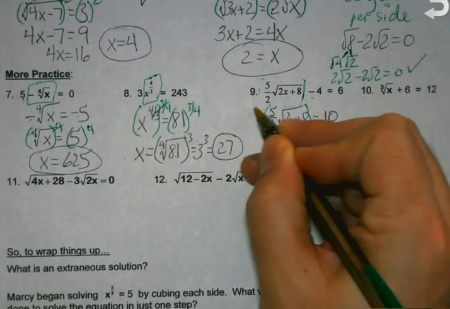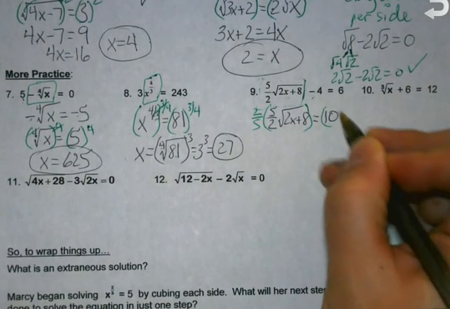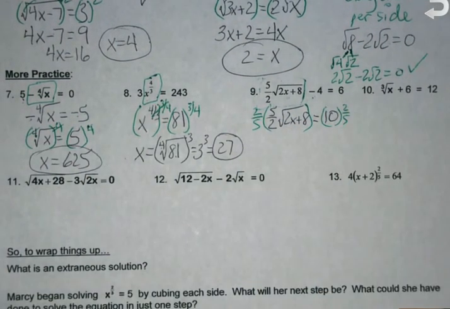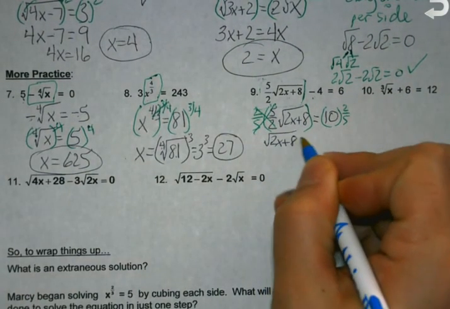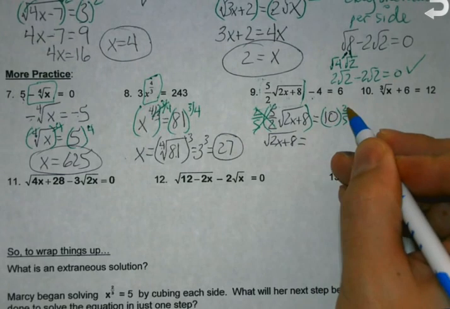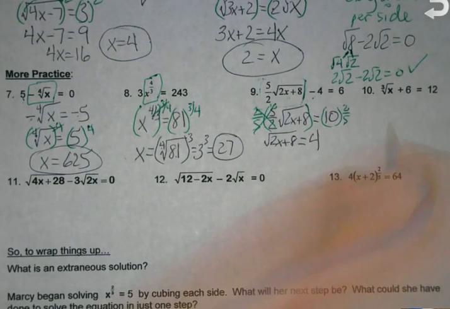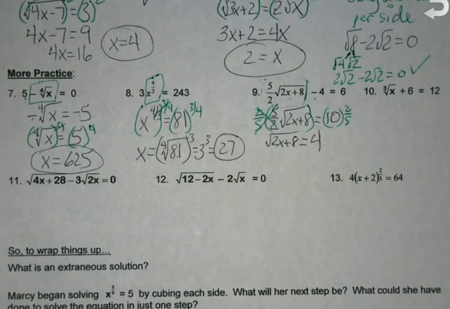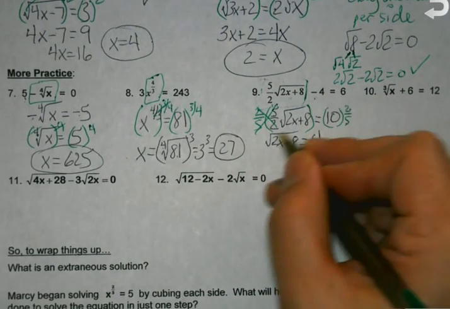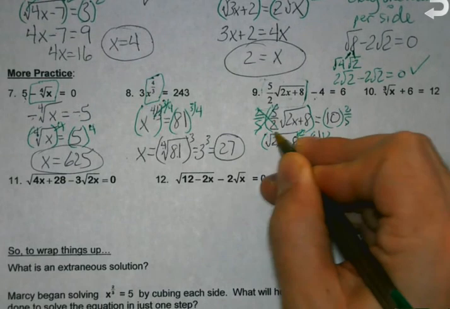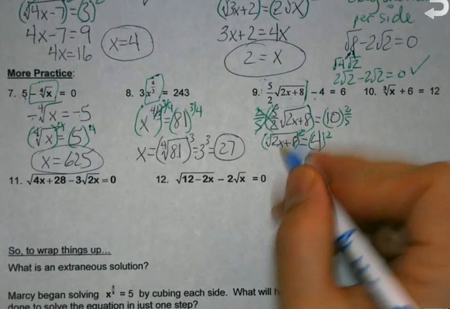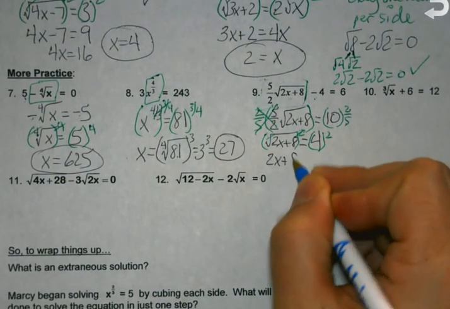Multiply it by the reciprocal. That gets rid of this. Ten times 2 is 20, divided by 5 is 4. So it's still coming out nice. Now it looks a little more manageable, because now I just have the radical, square it, just get what's left underneath.